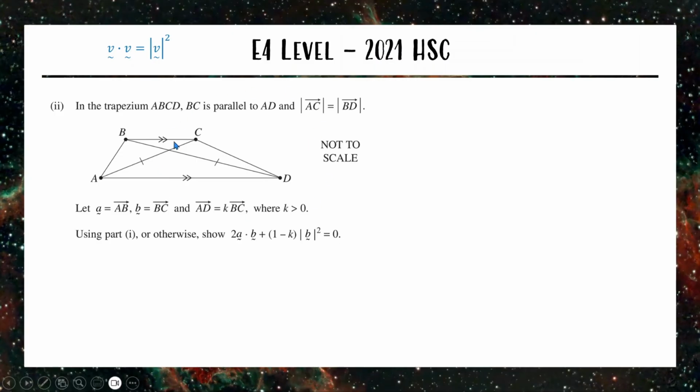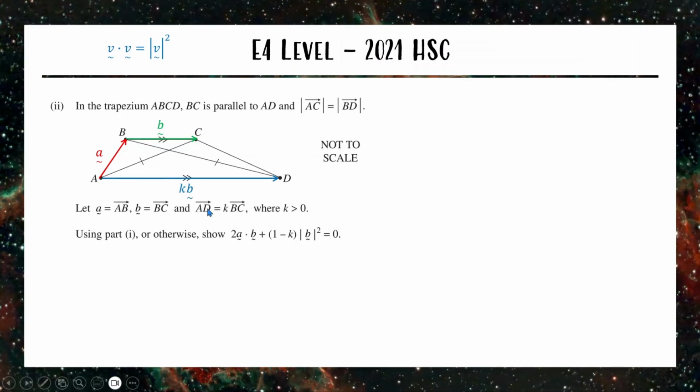We have a trapezium. We have BC parallel to AD, and we have AC is equal in length to BD, which definitely doesn't look like it. This is very much not to scale, but anyway. Vector AB is A. Vector BC is B. And then vector AD is vector BC, but it's a little bit longer. It's been multiplied by K. So this vector here is a scalar multiple of the green vector.